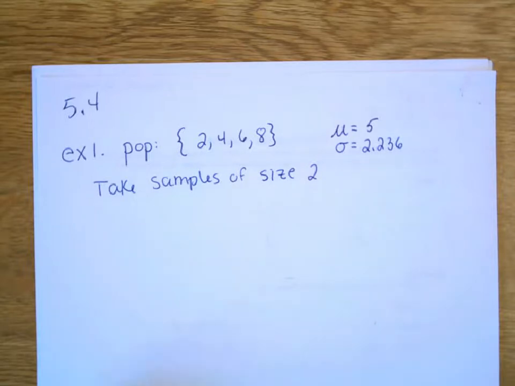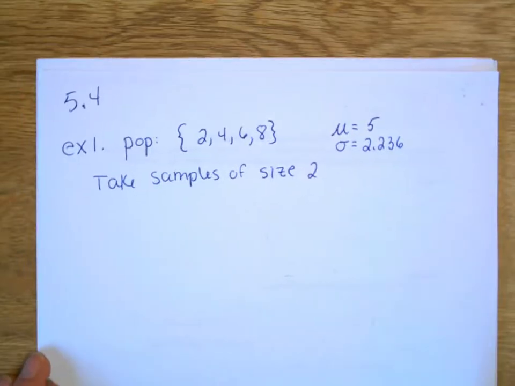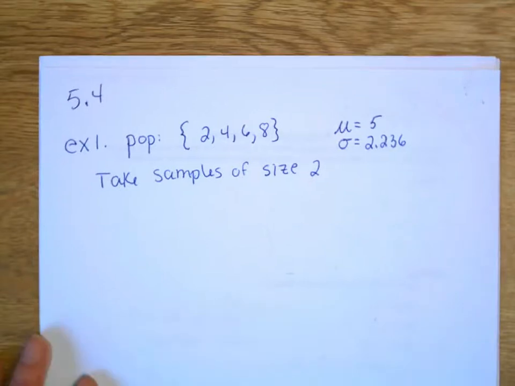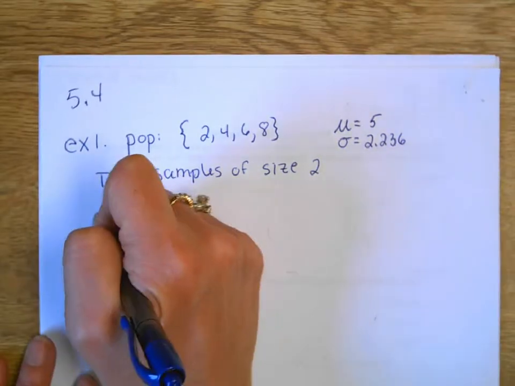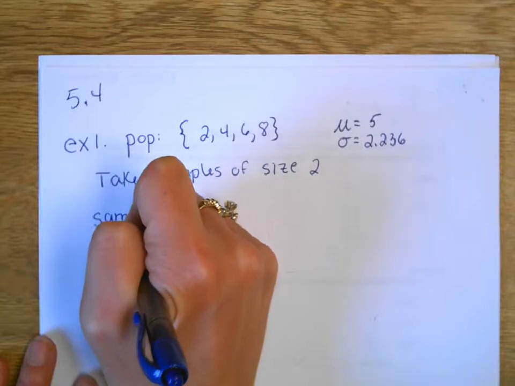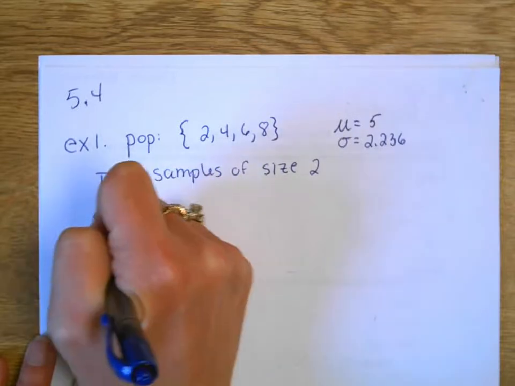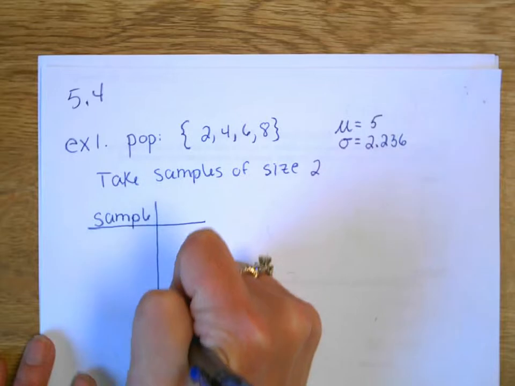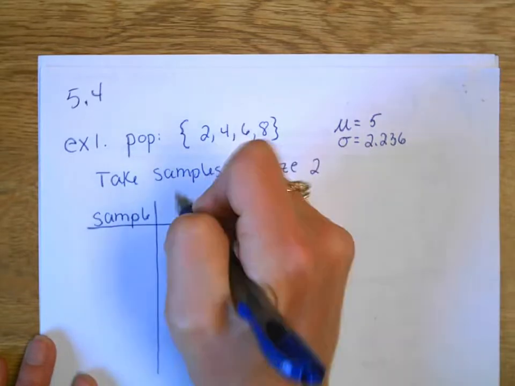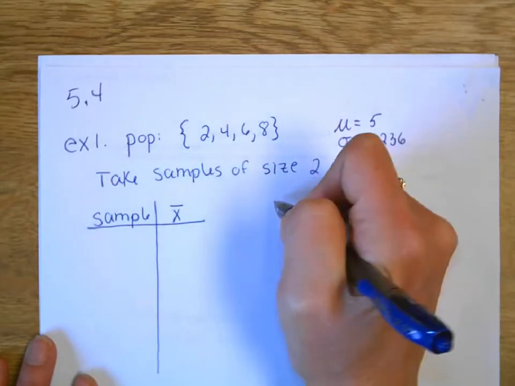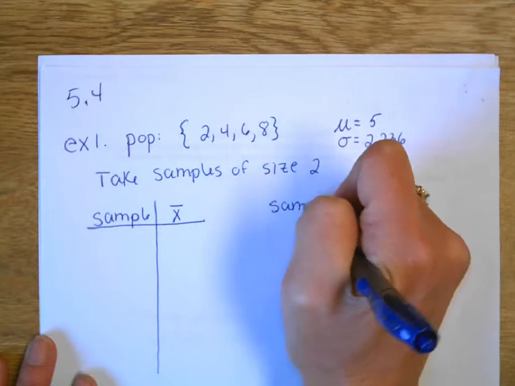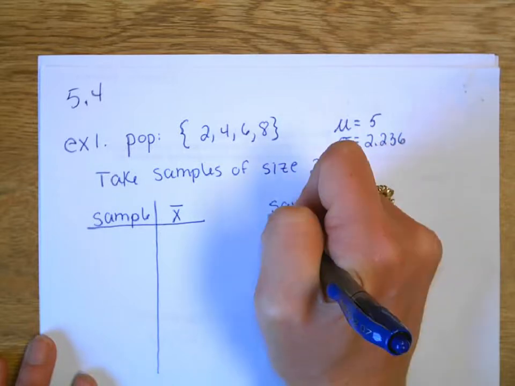All right, now we're going to make a big table. We're only going to do this once to see the relationship. It's kind of a long table, so I'm going to make it the sample and then the mean of the sample. Instead of making one long one, I'm going to make 2 shorter ones.